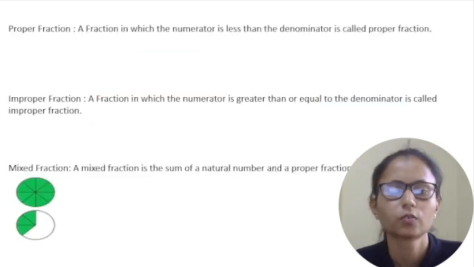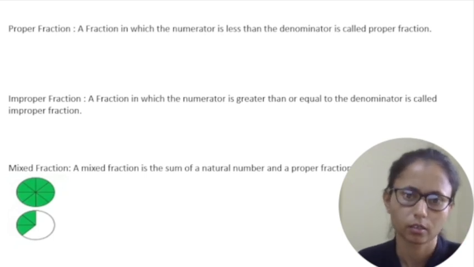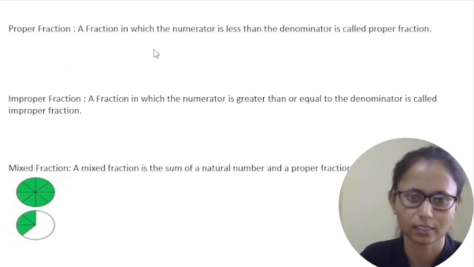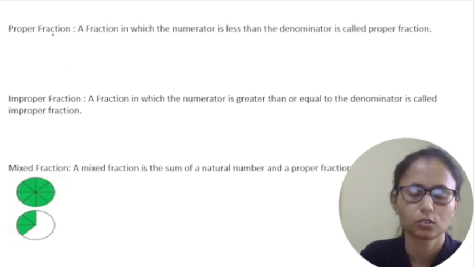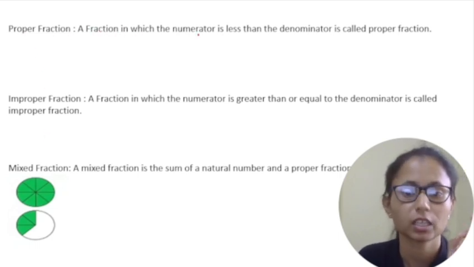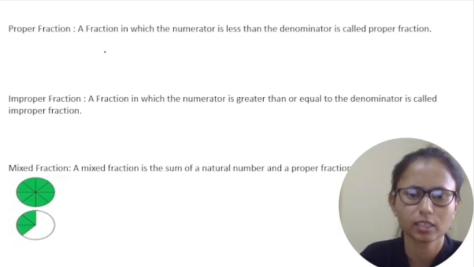So now comparison will be done between the numerator and denominator in a single fraction: greater, equal or smaller. Let's take examples to understand better. Depending on this, there are two types. Improper fraction, a fraction in which the numerator is less than the denominator is called a proper fraction. This is the definition. We'll take examples.